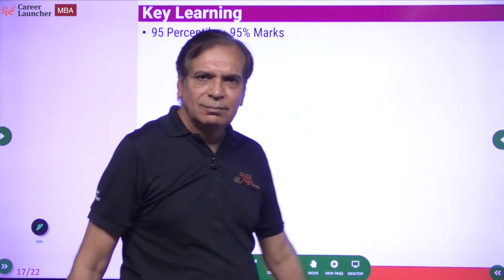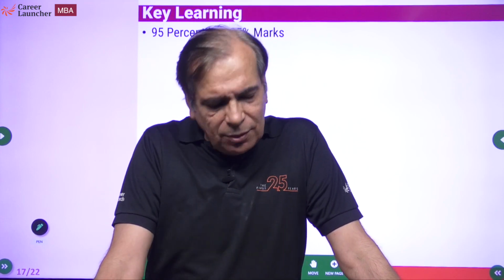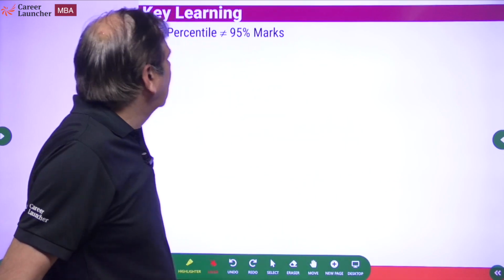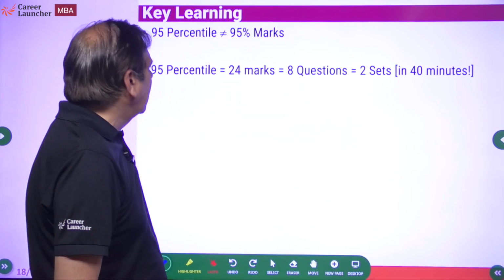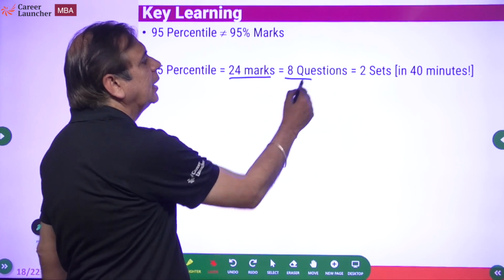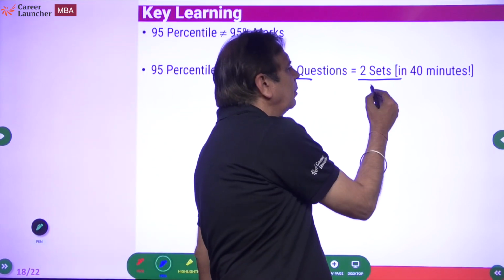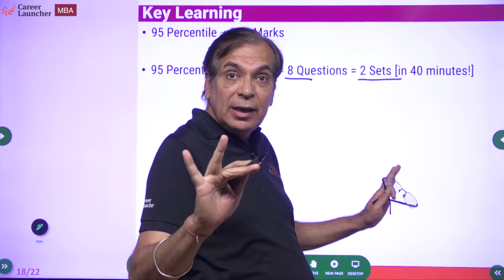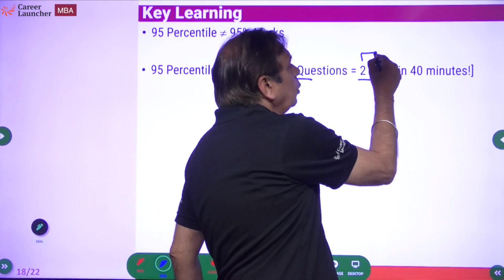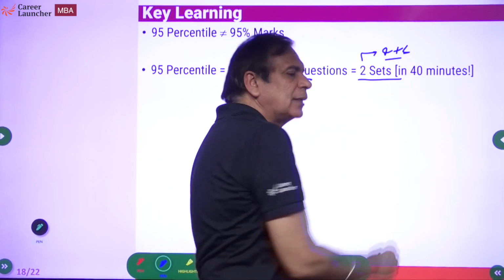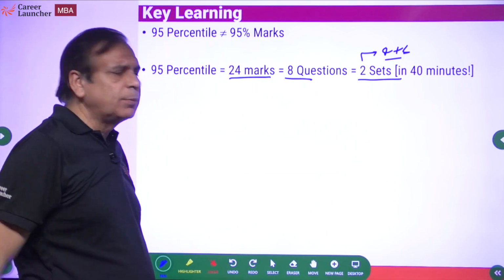First, something which I keep speaking again and again: don't worry about percentile, focus on marks. Marks is important. 95 percentile is not 95% marks. It is 24 marks. It is 8 questions. It is 2 sets in 40 minutes, 2 sets of 4 questions each. If you are able to do 2 sets of 4 and 6, 10 questions, you will be 97, 98 percentile.